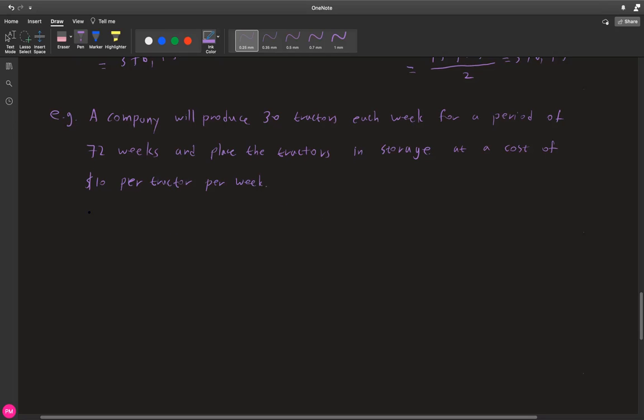So the question here is how much should the company budget for storage cost over the 72-week production period.